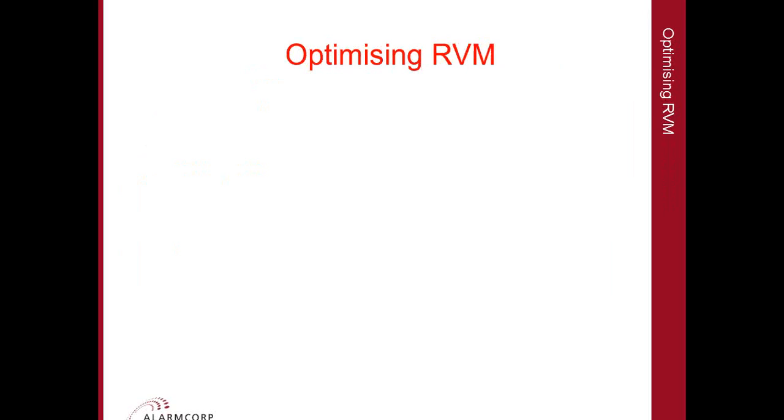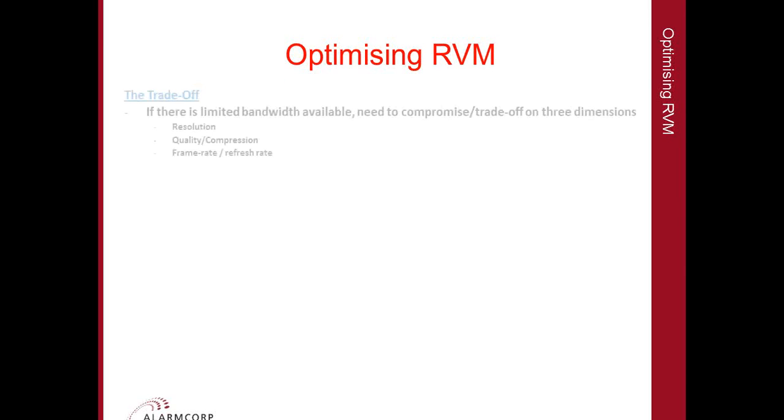Okay, so this brings us to the topic of optimizing remote video monitoring. The trade-off. If we do have limited bandwidth available, we need to compromise or trade-off on fundamentally 3 dimensions, these being video resolution, the video quality / compression, or the frame rate / refresh rate. Now remember, we're talking about the transmission rate here, which is often different to the recorded rate.